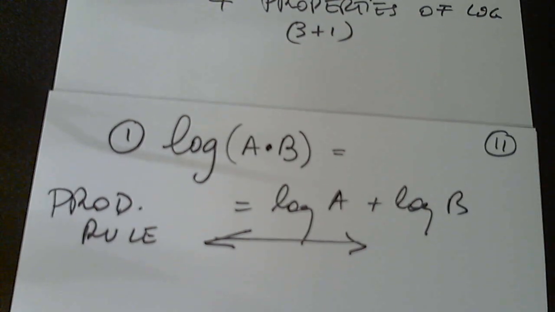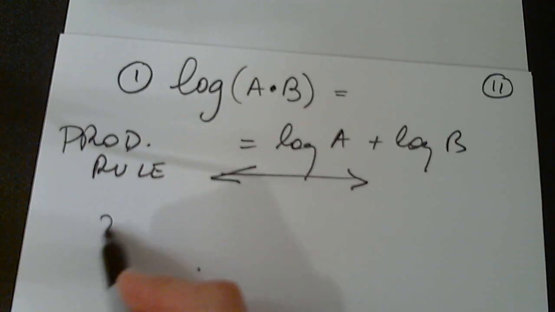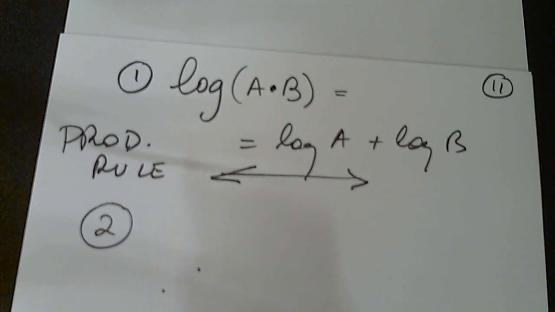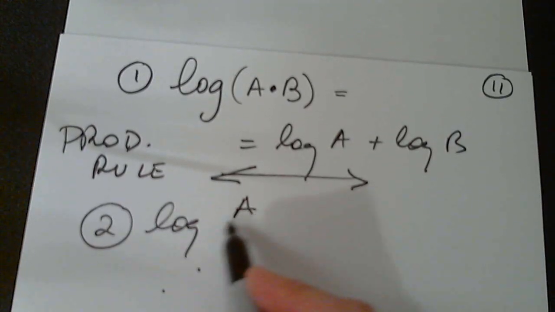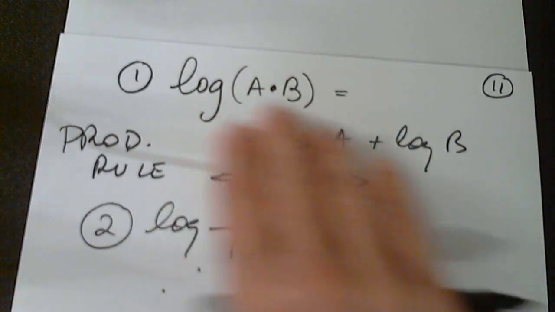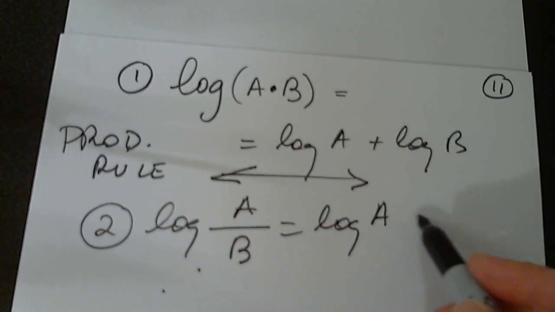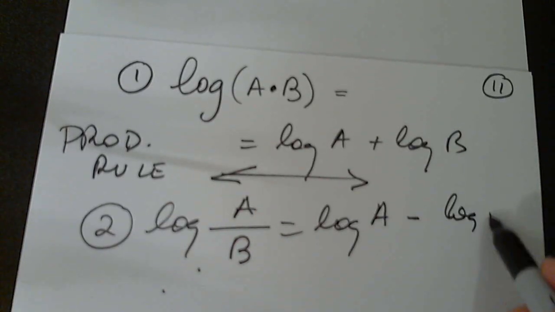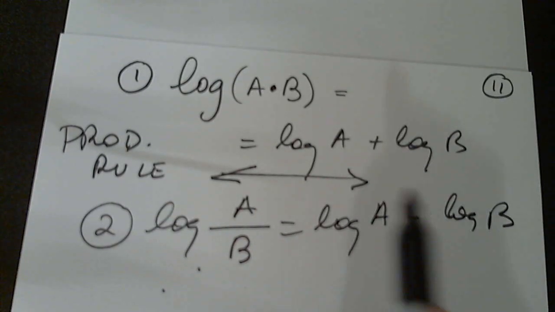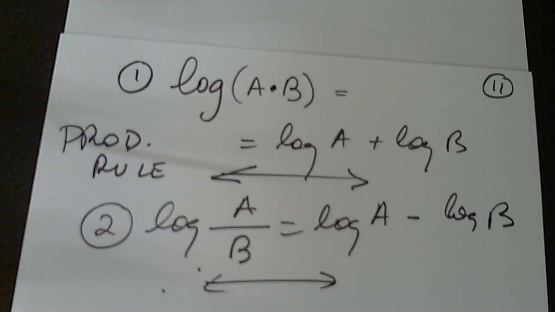No other function has this property. Here's property number 2. Log applied to a ratio. The same thing, but with minus. From the top, minus the one at the bottom. Of course, back and forth.